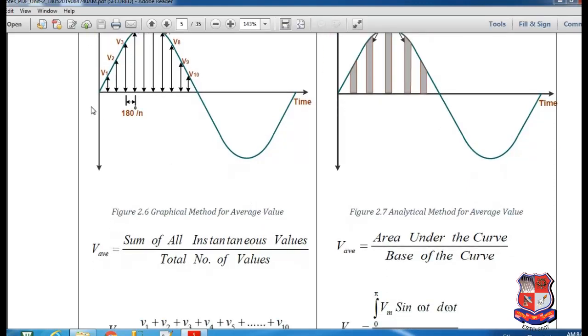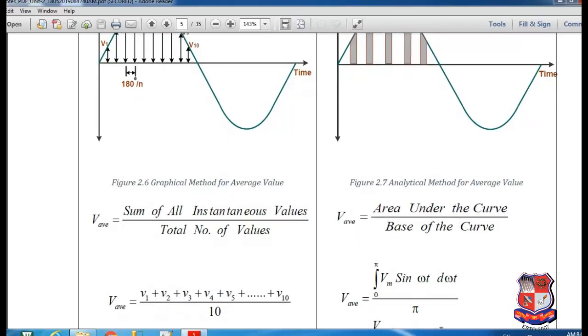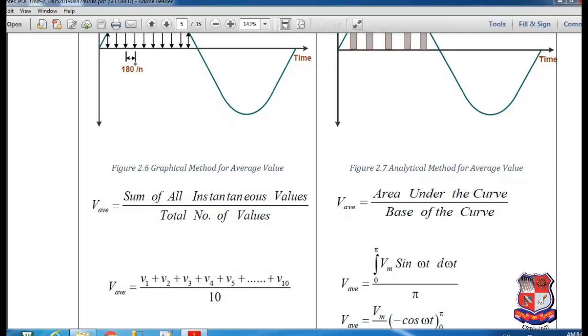Same way, for the graphical method the definition is the sum of all instantaneous values divided by the total number of values. The instantaneous value is the value of the voltage at a particular instant. For the example, we have taken 10 values. So the sum of all instantaneous values divided by 10 is the definition of the average value over here. Now we are going for the graphical method.